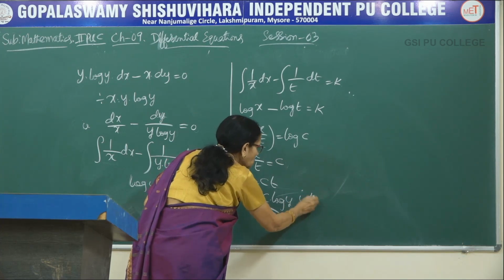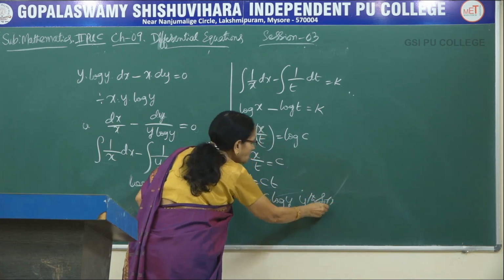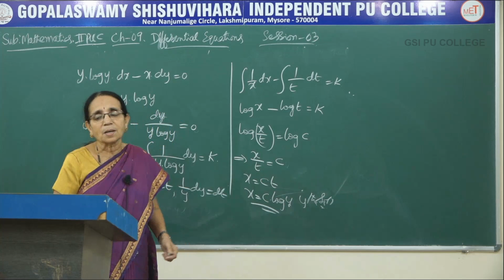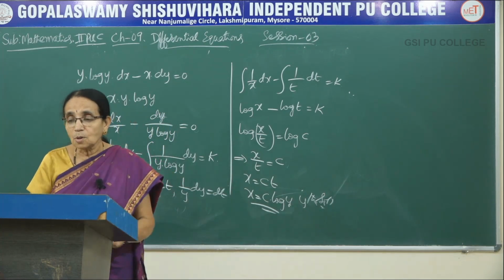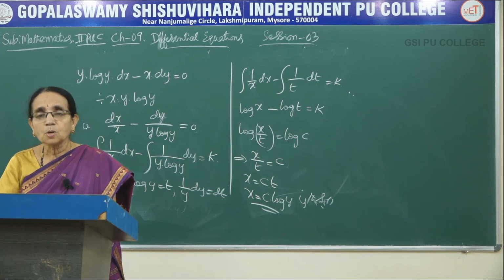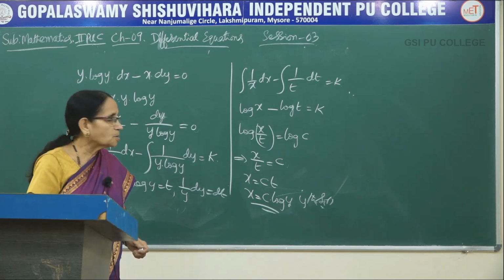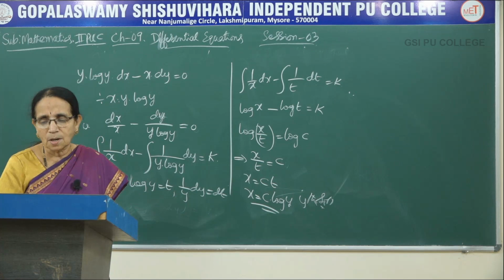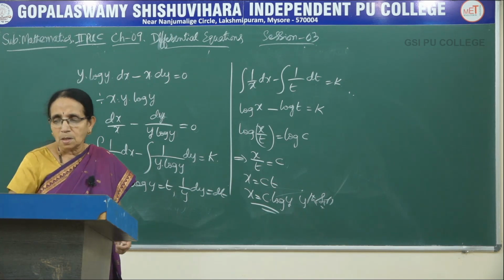is the solution. See, I told you in all the problems we cannot get a simple solution here. If it is possible, you try to do this one. So you can write x is equal to c into log y is the solution.